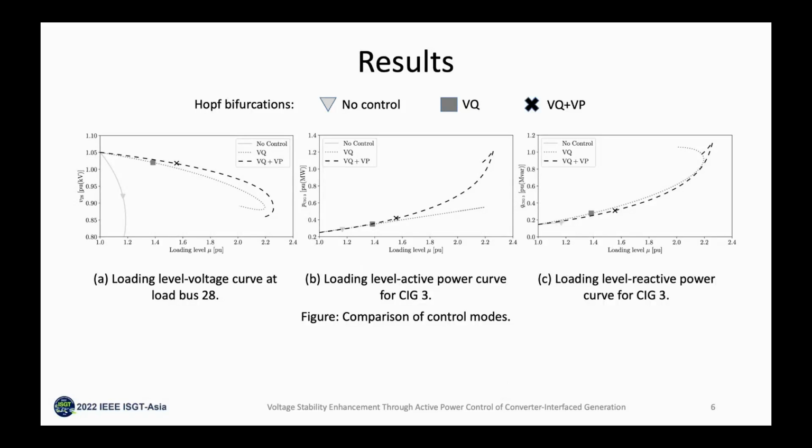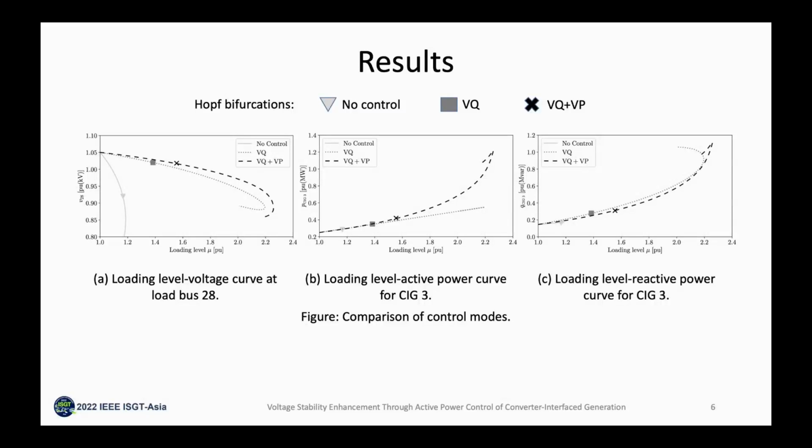Results show that the stability margin of the system for each of the examined scenarios is given by the respective Hopf bifurcation point. The VQ-VP control provides a significant improvement to the system stability margin. See the first figure.